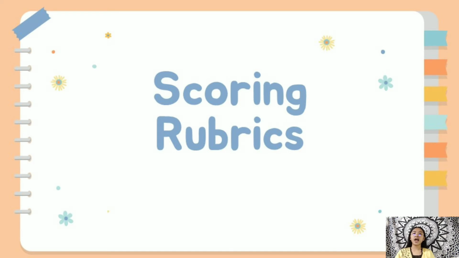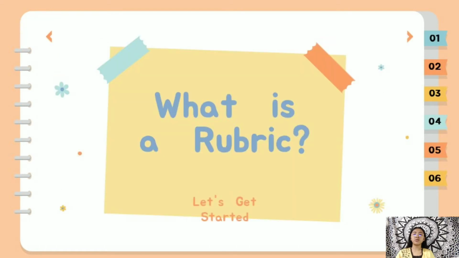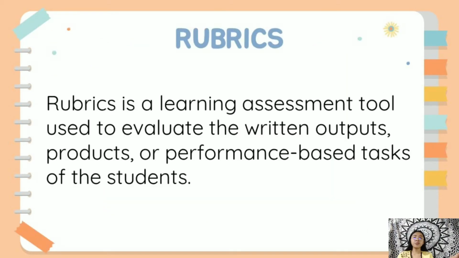So for today, I will be discussing scoring rubrics. Since learning is a dynamic and complex process, teachers need a diverse set of tools for measuring the progress of the students. One of those tools is the scoring rubric. Now, what does rubric mean? A rubric is a learning assessment tool used to evaluate the written outputs, products, or performance-based tasks of the students.